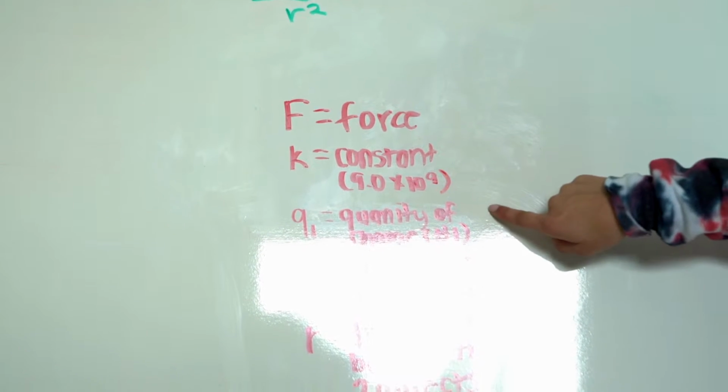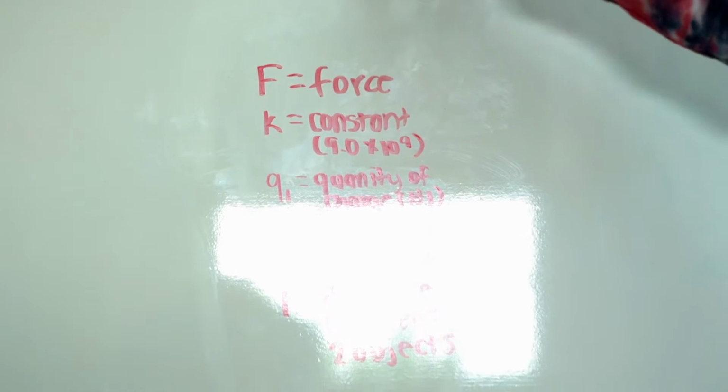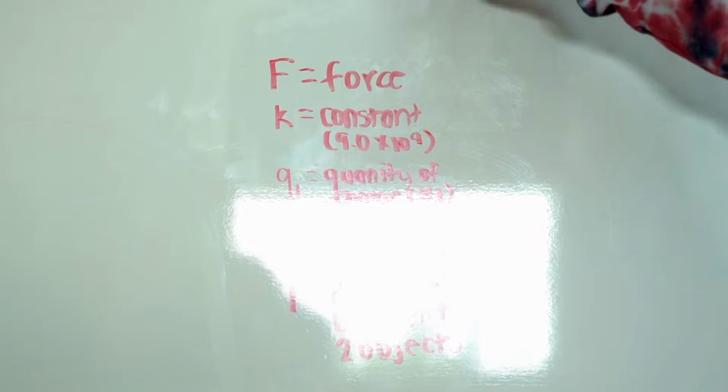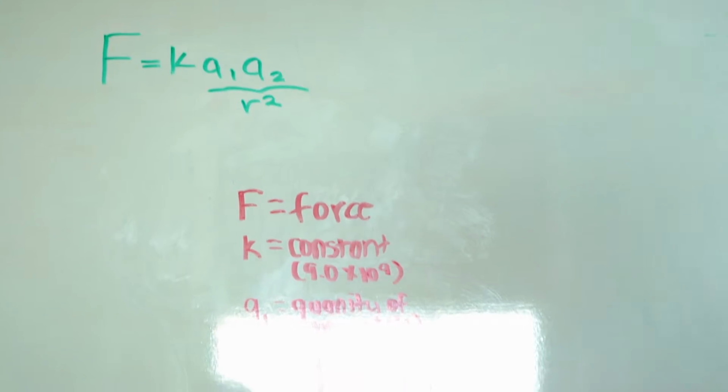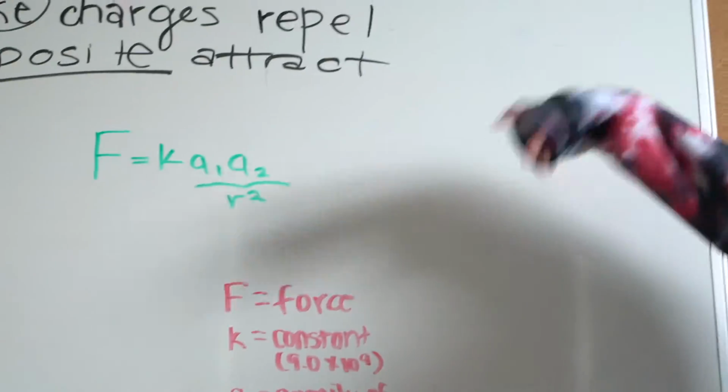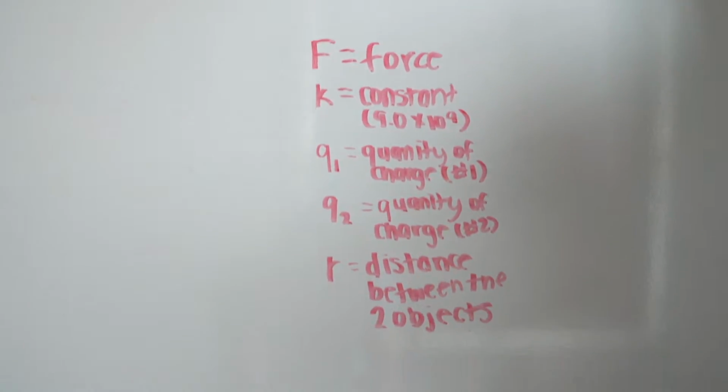Q1 is the quantity of charge in object 1. Q2 is the quantity of charge in object 2. And R is the distance between the two objects. So basically, my definition. Yeah, but mine made it more simple. Plug and chug, and voila, you have your Coulombic force.